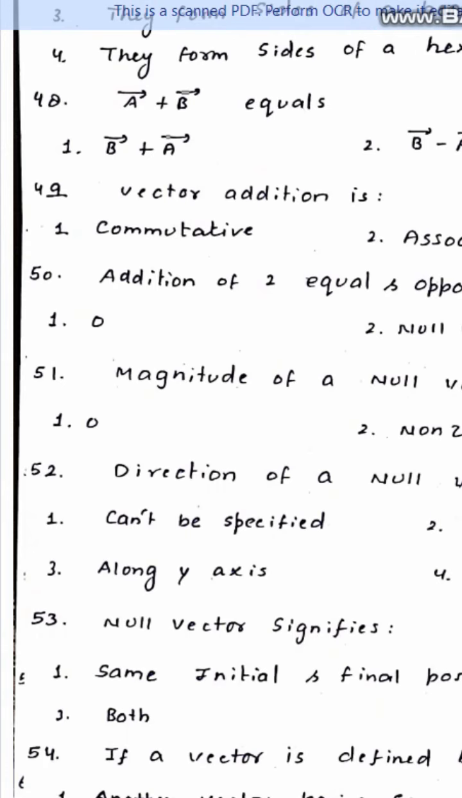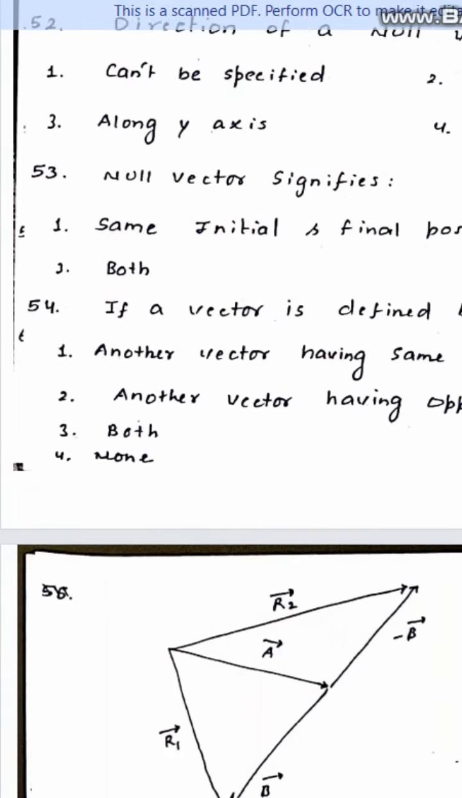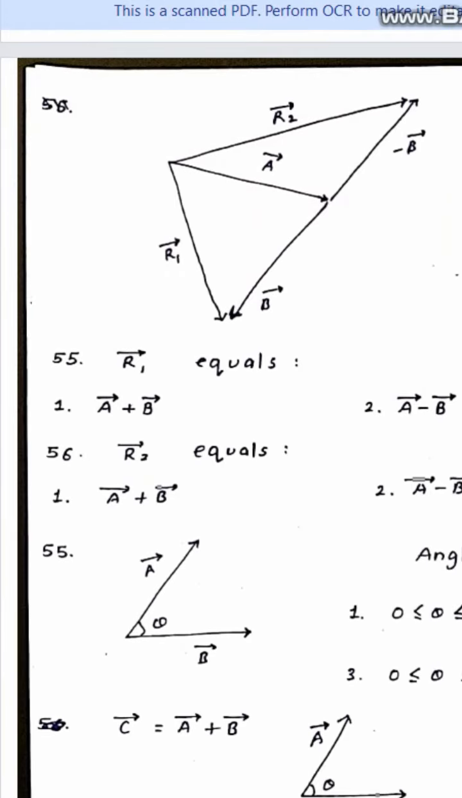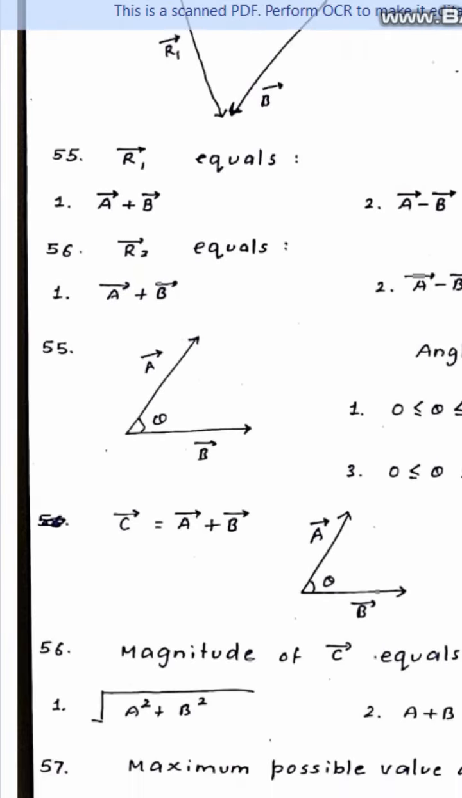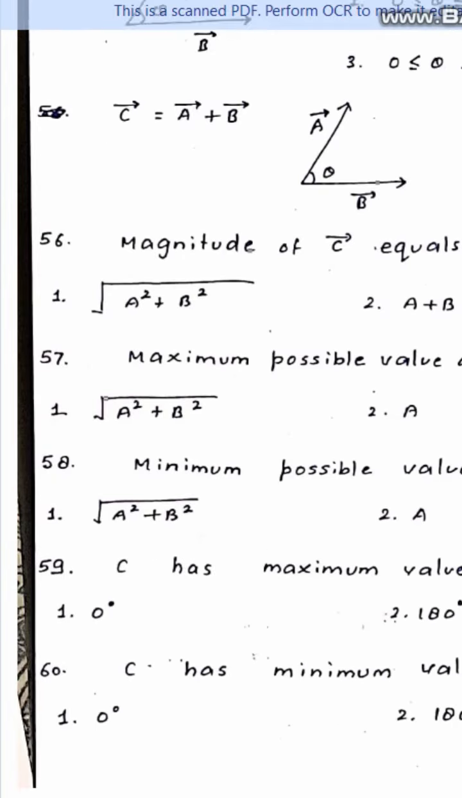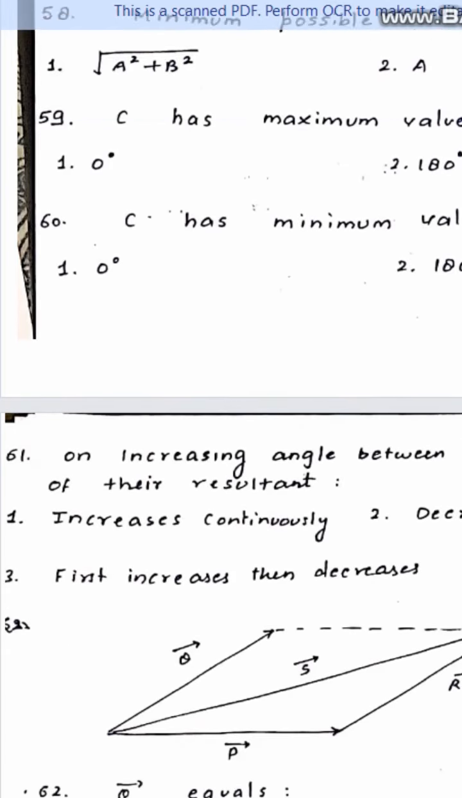Then addition of two vectors. Then we have null vector. Then we have vector a and minus of a. Then we have a question based on different vectors. Then we have to find angle between two vectors. Then there are questions on resultant of vectors and the maximum and minimum value, conditions for maximum and minimum value.